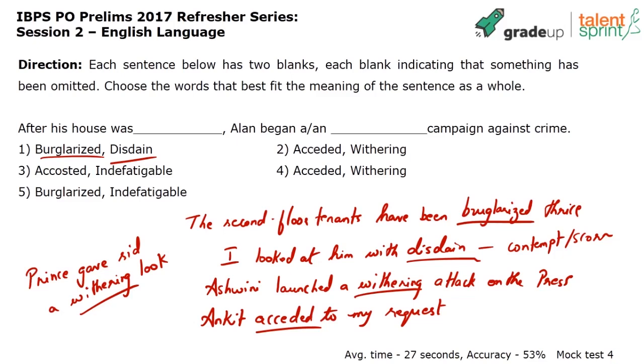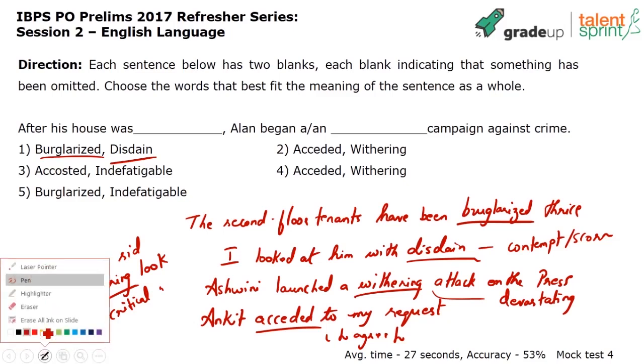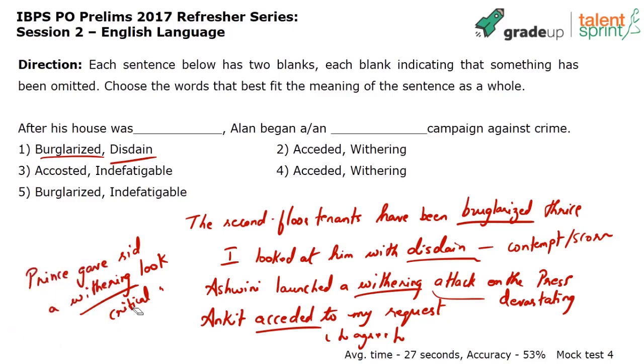So let's look at the ones that we have here. Acceded means he agreed to it. To agree to my request. Withering look here means what? Ashwini launched a withering attack on the press. So this is to do with devastating. Here, Prince gave Sid a withering look means what? A critical look, right? Let's look at one more context. I'm just going to erase this. This is just for you to have an idea of another meaning of this word.